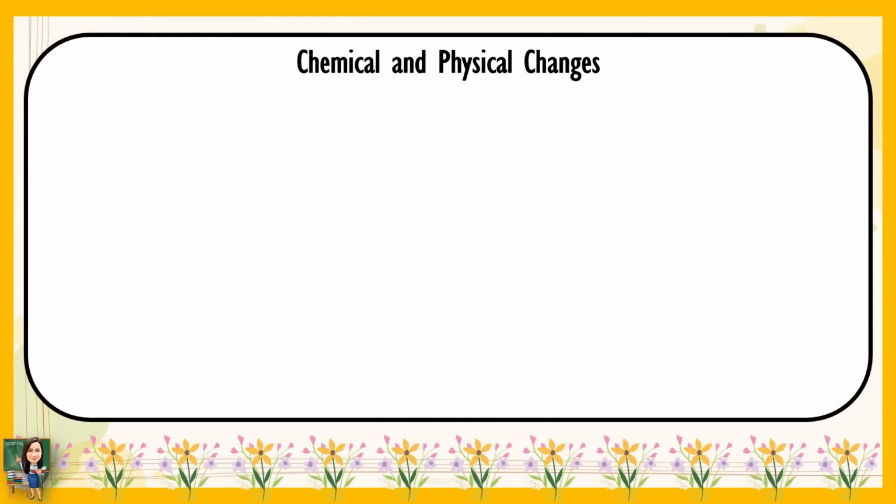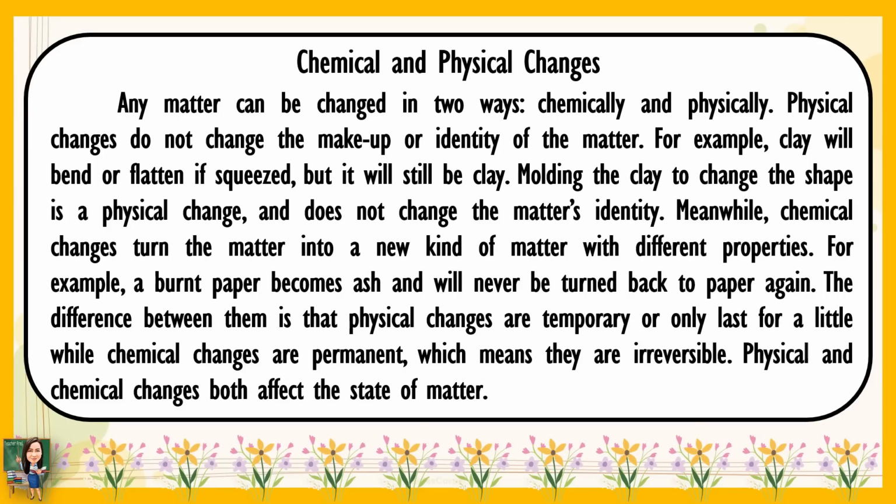Chemical and physical changes. Any matter can be changed in two ways, chemically and physically. Physical changes do not change the makeup or identity of the matter. For example, clay will bend or flatten if squeezed, but it will still be clay. Molding the clay to change the shape is a physical change and does not change the matter's identity.